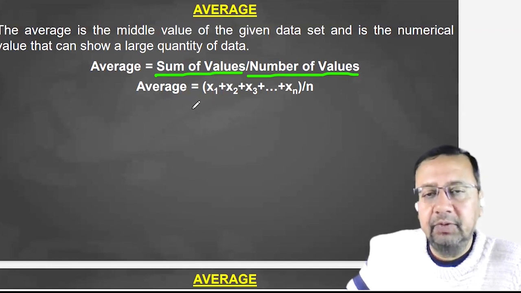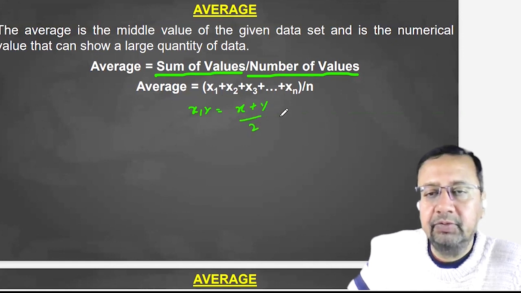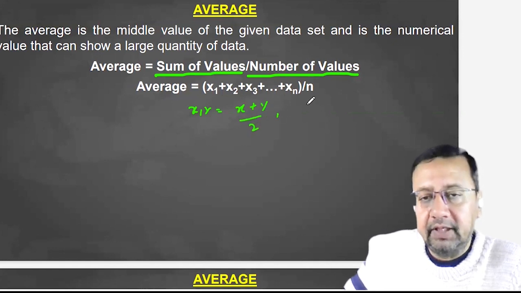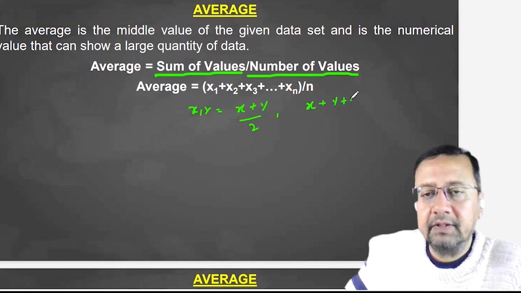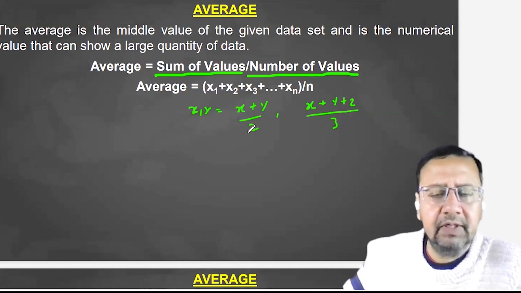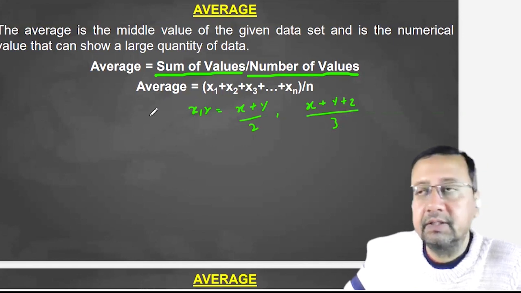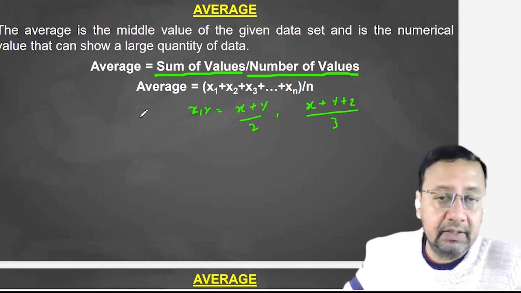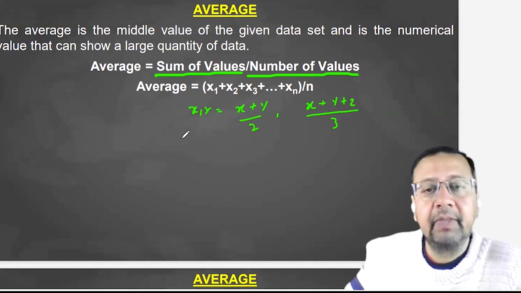Suppose I have two numbers, x and y. This is defined as x plus y divided by 2. Or if there are three numbers, this is x plus y plus z divided by 3, and so on. So the sum of the numbers divided by the count of the numbers is called a simple average, or the arithmetic average, right?